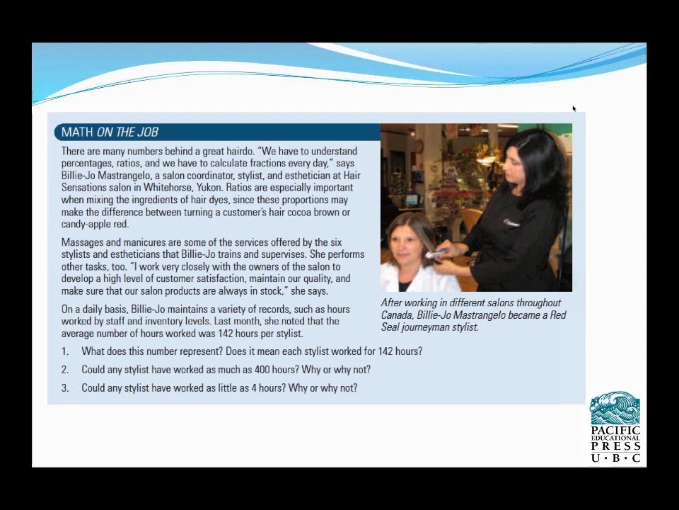So in this particular example, we have Billy Joe. She is a salon coordinator, a hairstylist, and esthetician in the Yukon. And she does mention the math that's part of her job, but this section specifically focuses on averages, which is the topic of our chapter section. And these questions that you'll see here say that 142 hours was the average number of hours worked by the stylist, and they're driving at the point that the term average is used to indicate the mean, or the arithmetic mean, and specifically that the mean doesn't give you all the information.